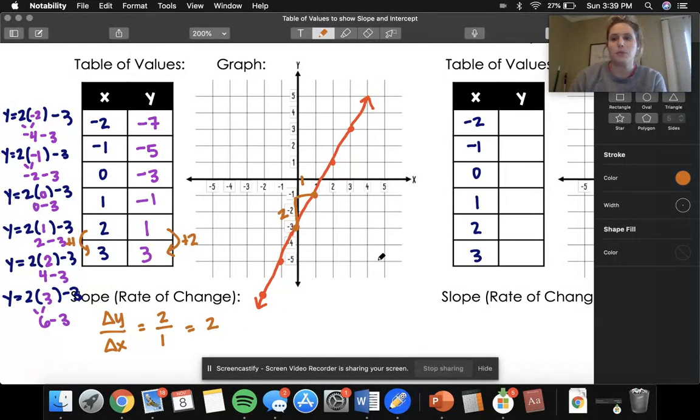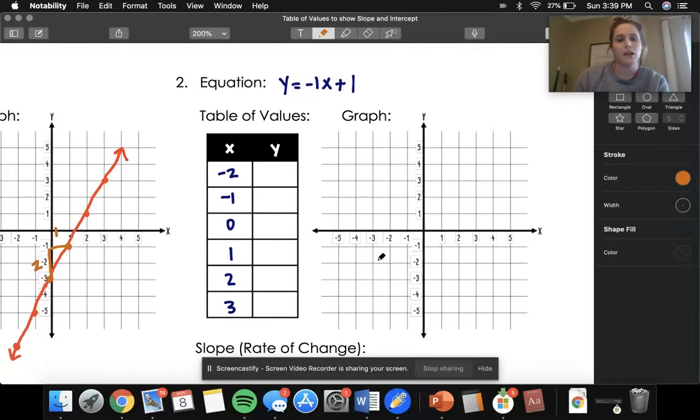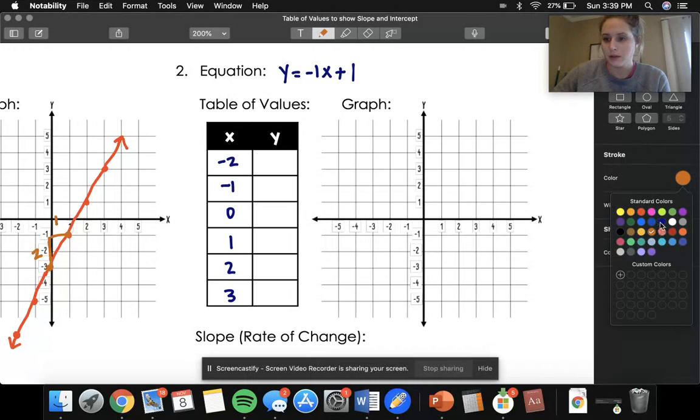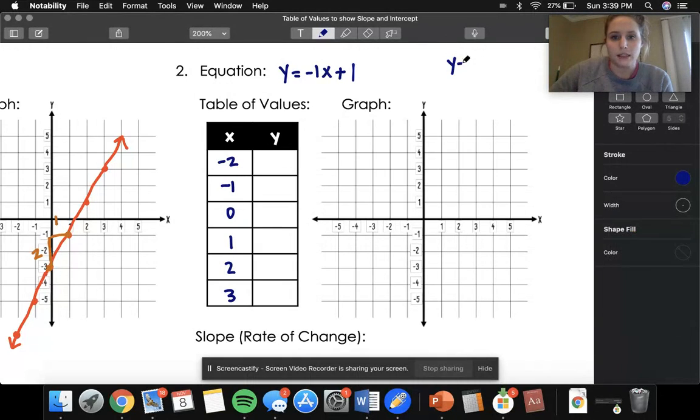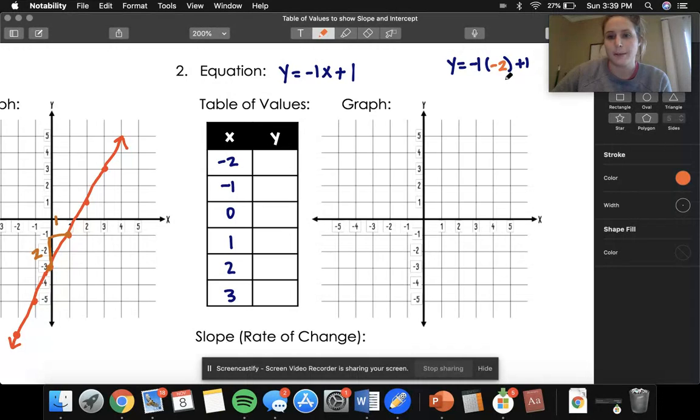All right, we're going to do one more together, and then you guys are going to practice. Okay. y equals negative 1x plus 1. So we are going to put in all of these values and see what our output is to plot some points. So the first thing I'm going to put in is negative 2. Negative 1 times negative 2 is a positive 2, and positive 2 plus 1 is 3. So my output is 3.